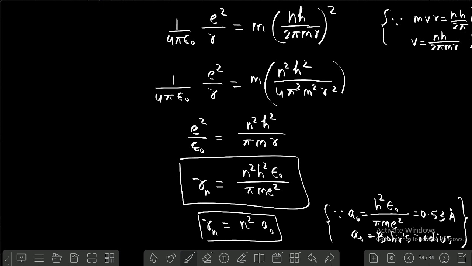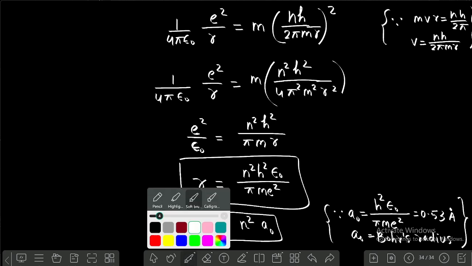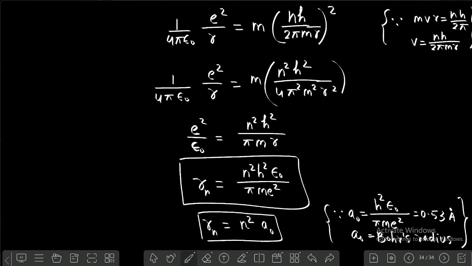Red color. Complete. If you are not understanding how the cancellation happened, here I'll tell you. See here, this 4 cancels with this 4. Pi cancels with this. The square cancels, m cancels, r cancels with this square. Yes or no? Like this the cancellation happened, so that is what is written there. Completed?